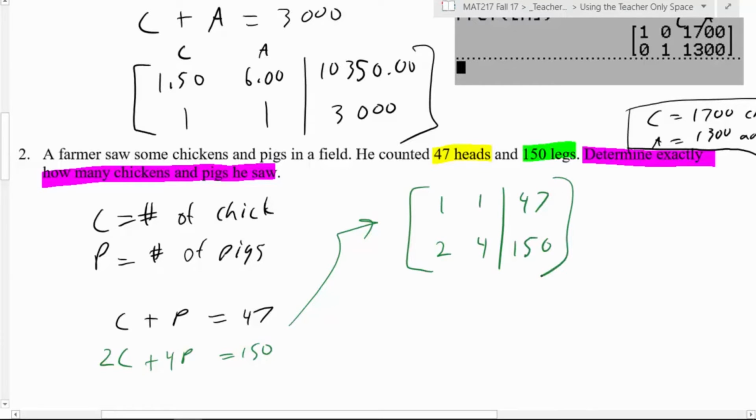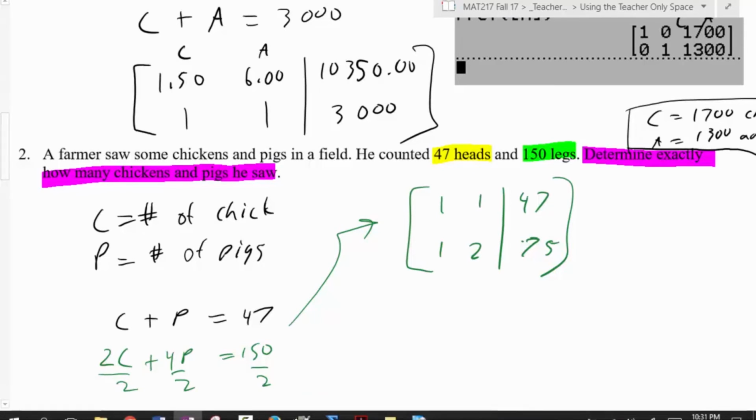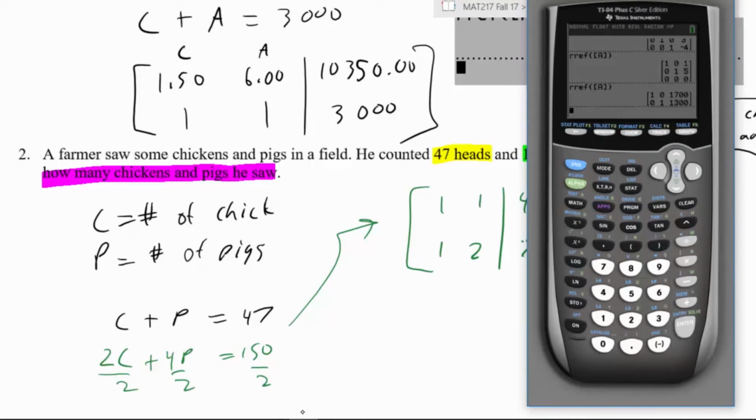So there we go. And if you wanted to, you could notice that this is divisible by 2, right? So you could take row 2 and divide it by 2. And what would that result in? 1, 2, 75. And that would be absolutely fine to go ahead and do that. And you could solve your problem now. And we'll do that one in the calculator. Why not?